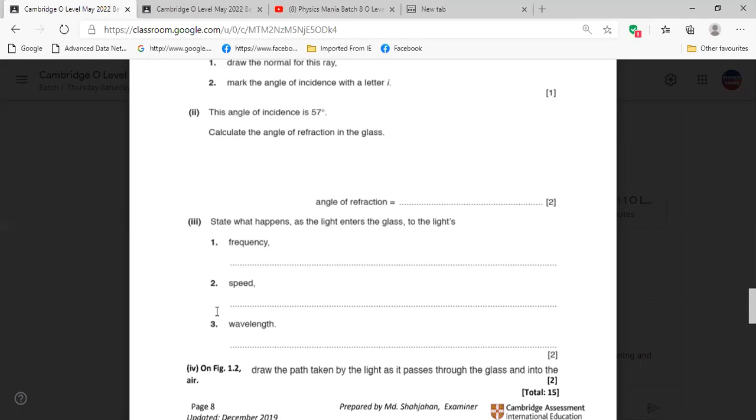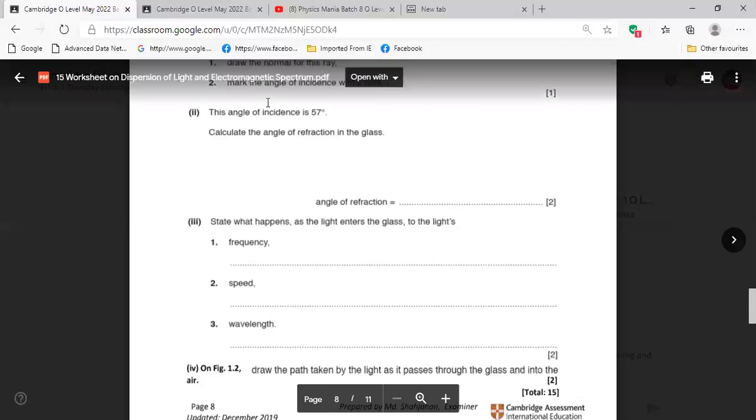Why? Why Farabi? Why speed decreases? Monica, any idea why speed decreases? Because the wavelength decreases. Speed first of all decreases.